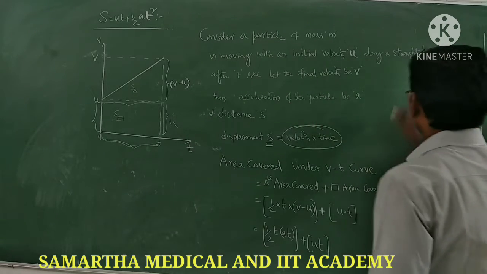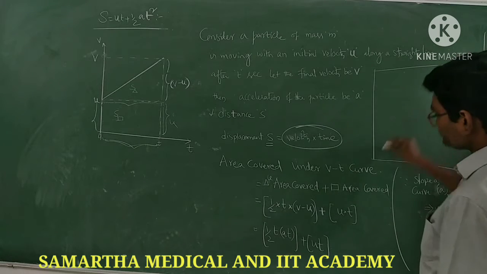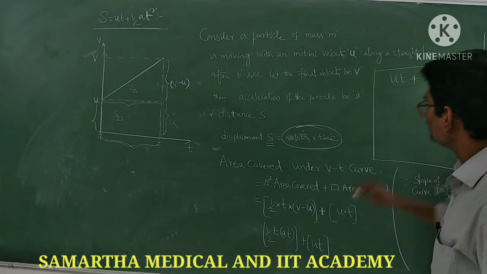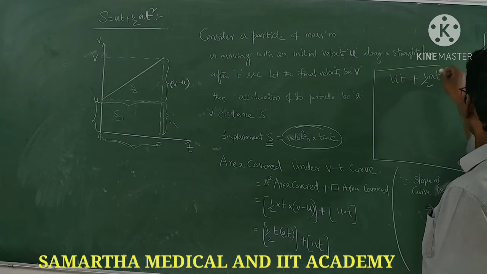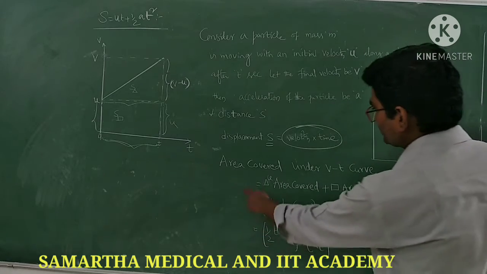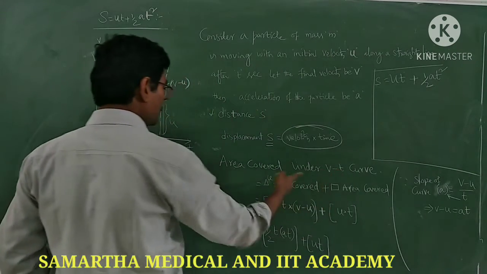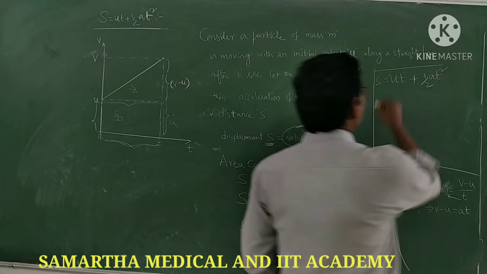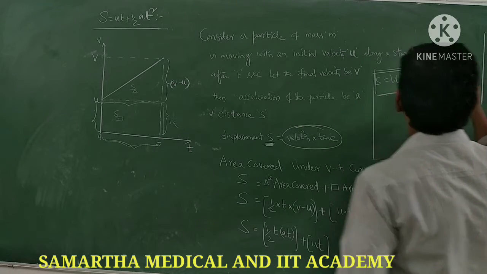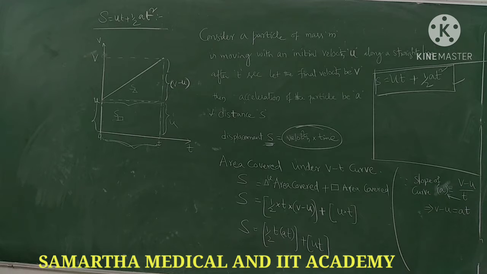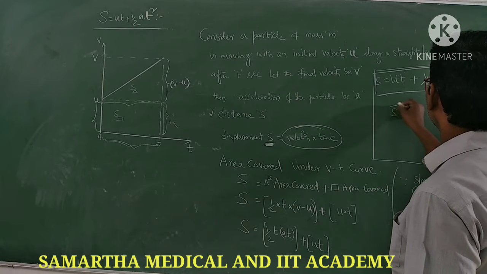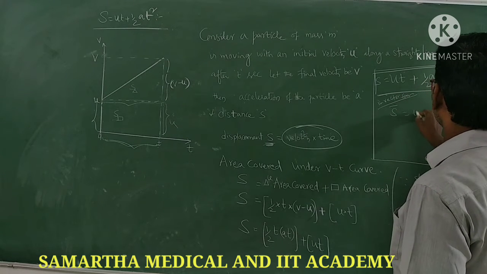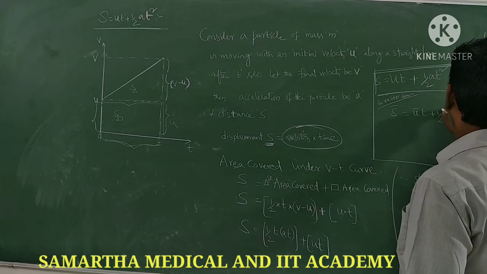Now see, after this you write: first ut plus half t into at, so half a t square. What is this? The displacement, distance covered, area. So the area covered under this is the displacement S. So S equals ut plus half a t square. This is in scalar form. If you want to write it in vector form, S bar is equal to u bar into t plus half a bar into t square.